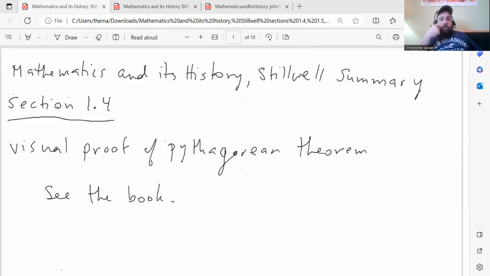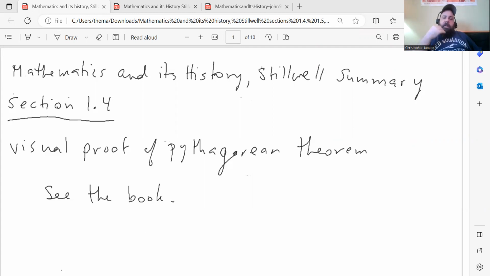All right, so we'll start in section 1.4, Mathematics and its History by John Stillwell. Section 1.4 is really short. It's just about some visual proofs of the Pythagorean theorem. And I'll show you the picture that he has in the book of one example that he gives. There are many examples of visual proofs of the Pythagorean theorem.